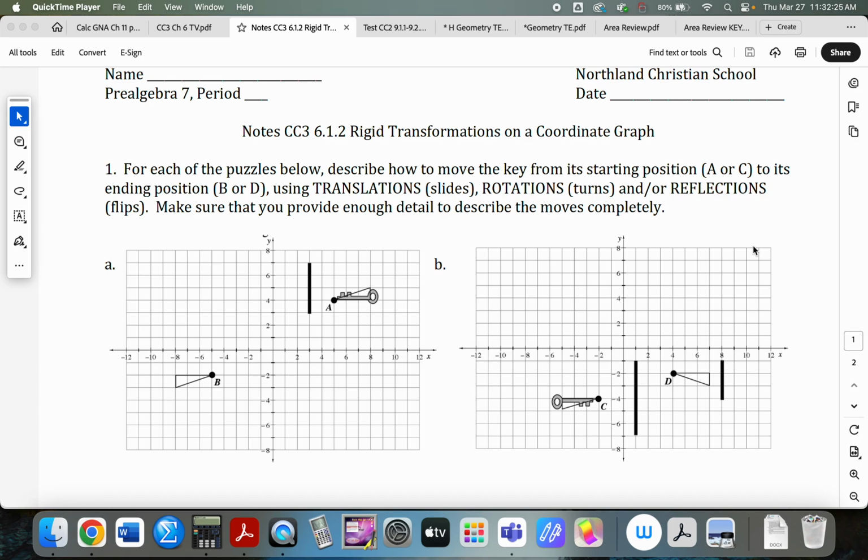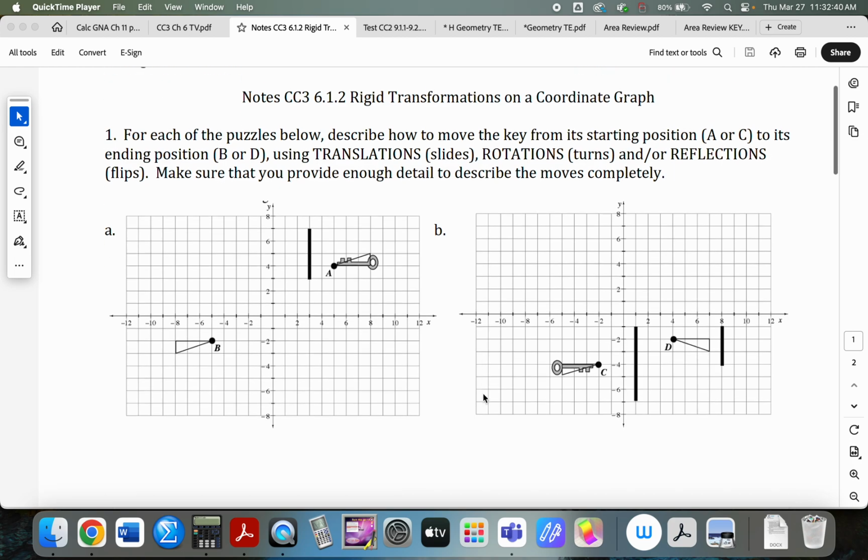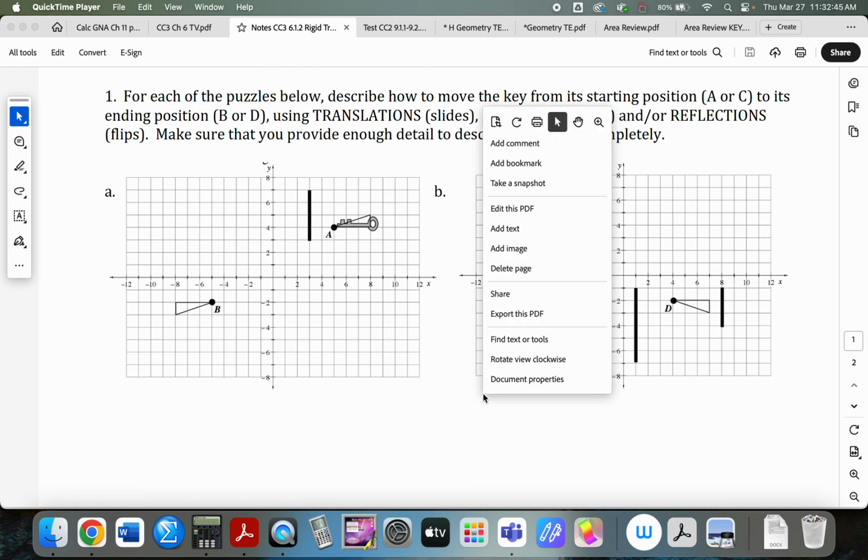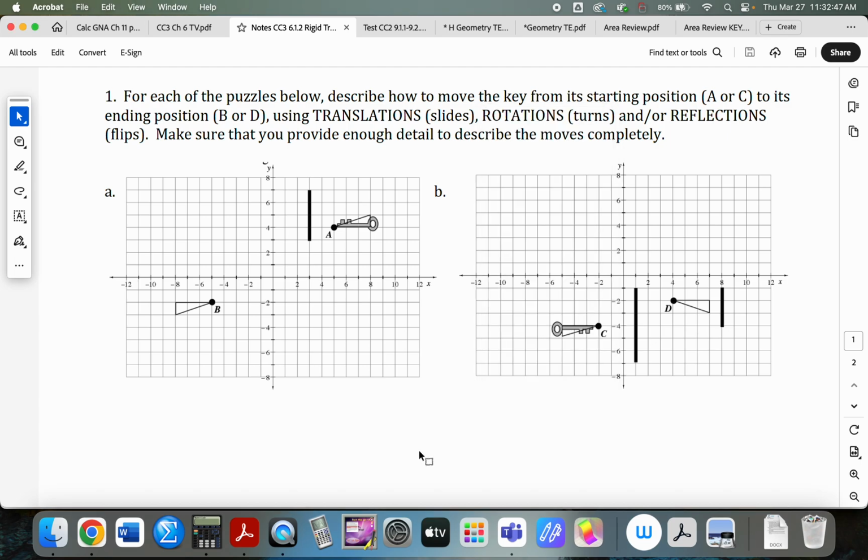Today we're going to continue doing rigid transformations. And this is just kind of a warm-up to get you to think about this. So if we're moving from A to B, we'd like to use some translations, some rotations, and possibly reflections as well. From A to B, there are a couple of different ways that you could do this.